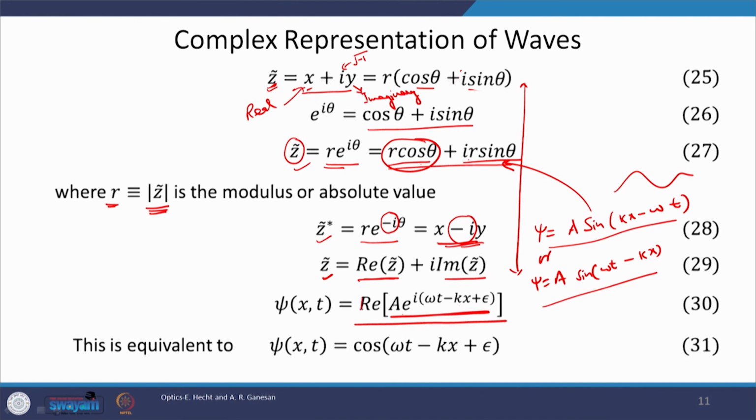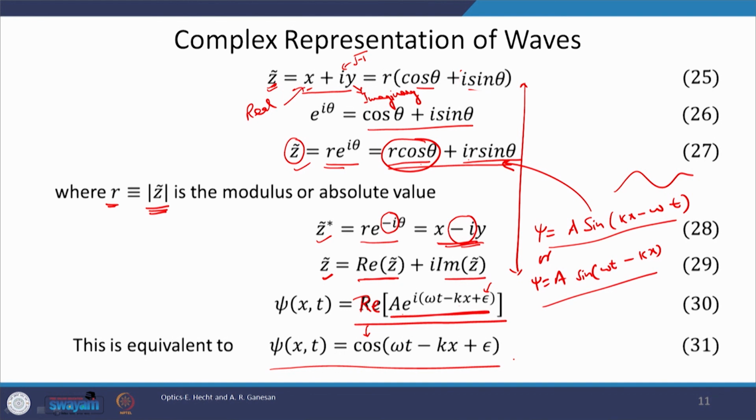Therefore, we put Re here. The real part of a e to the power i(omega t minus kx plus epsilon) will represent the wave function. Epsilon is some arbitrary phase. If you take the real part of a e to the power i(omega t minus kx plus epsilon), you will get a cosine function, which is a cos(omega t minus kx plus epsilon).